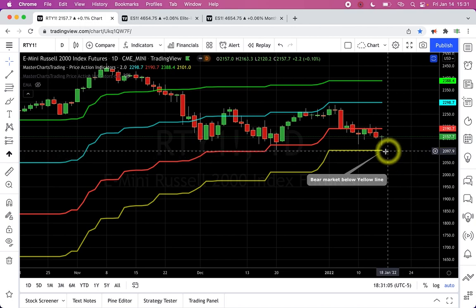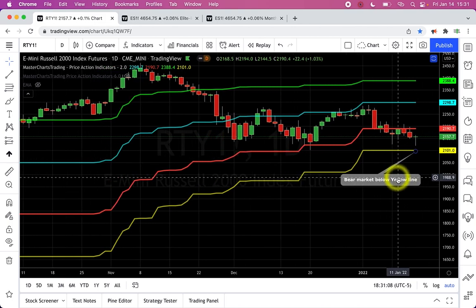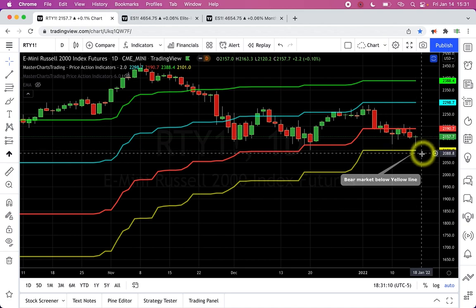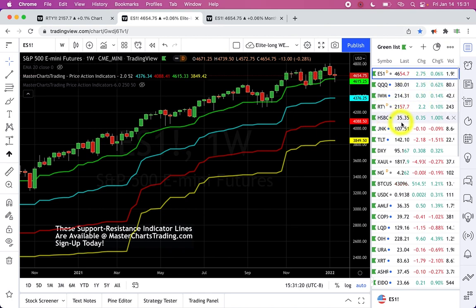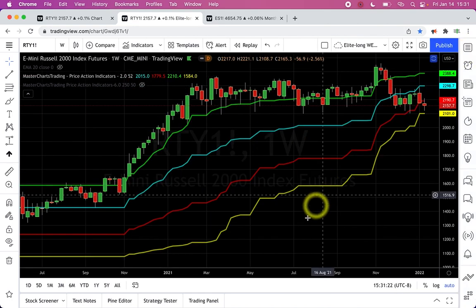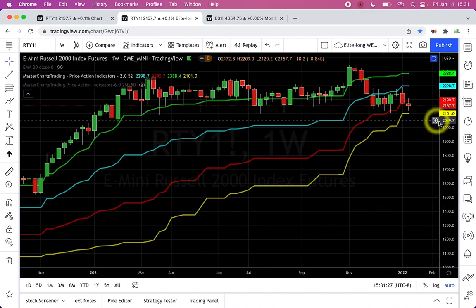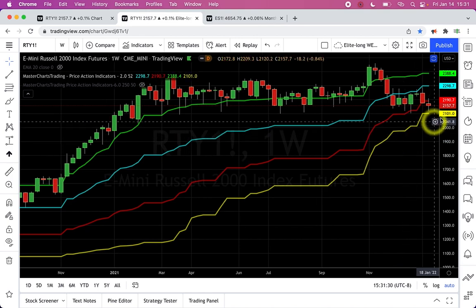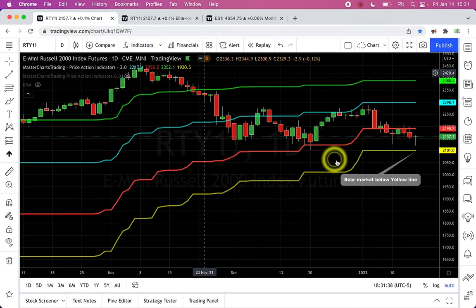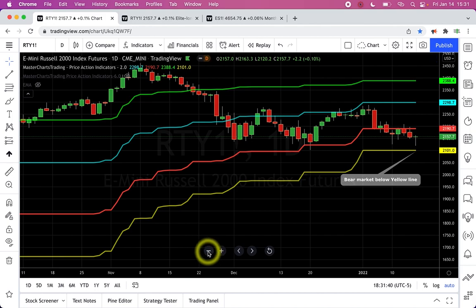So for Russell, I'm looking at this yellow line, which is currently at 2101, and if that is breached, if it breaks below it, then we will be in a bear market. This hasn't yet happened. You can look also on the weekly chart, and there's the weekly chart. You can see how close we're getting to this yellow support resistance line. So approaching bearish levels, will they break down? So that's the $1 million question.